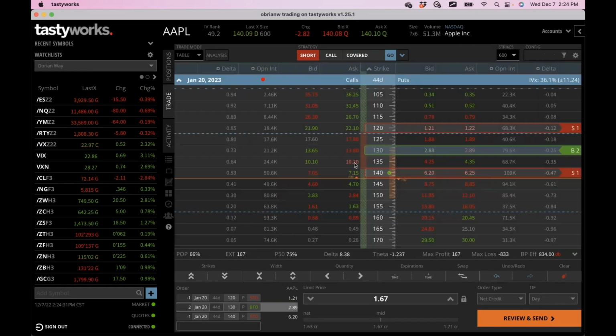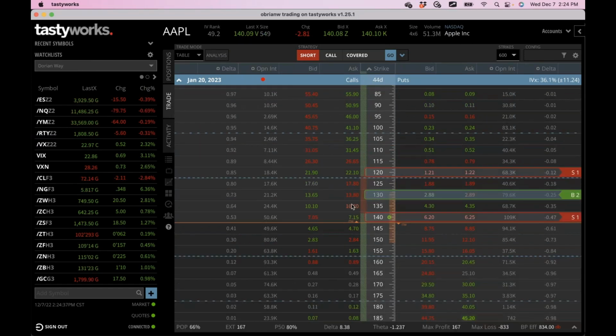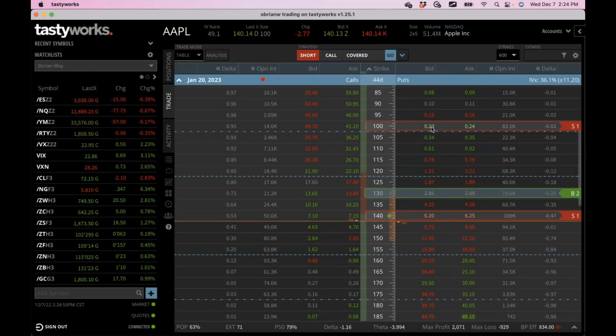A broken wing butterfly is very similar to this, and I'm not going to tell you how we like to set up the broken wing butterfly at the Dorian Way during this call here. But a broken wing butterfly is basically when one of the wings is not going to add up. They're not going to have the same width of the spread. So in this case right now, let's say we did this.